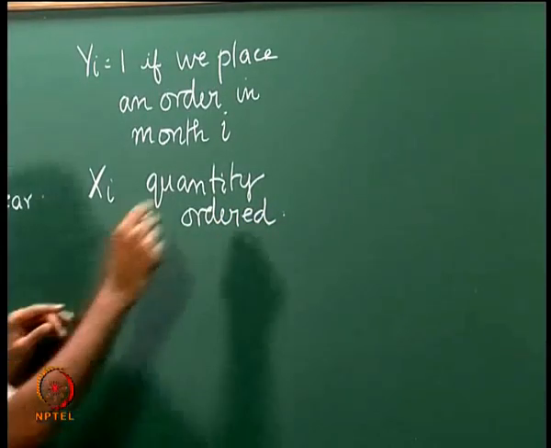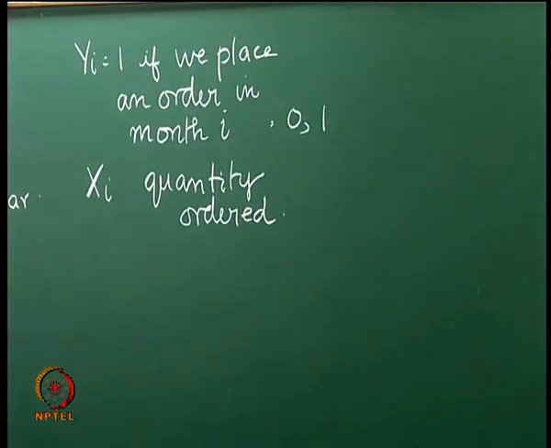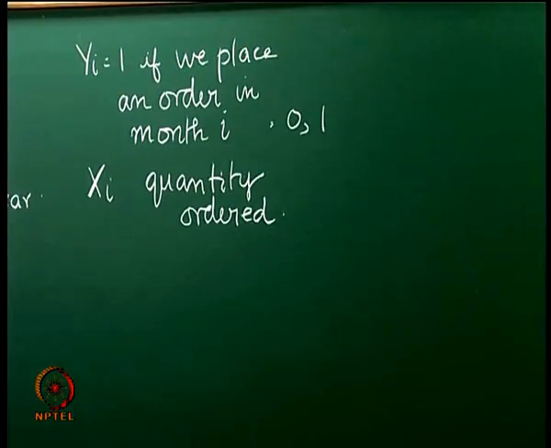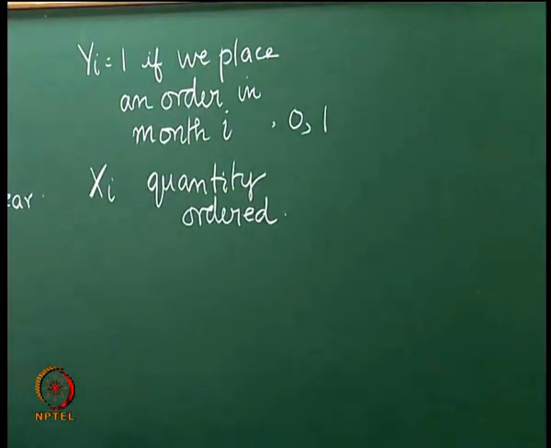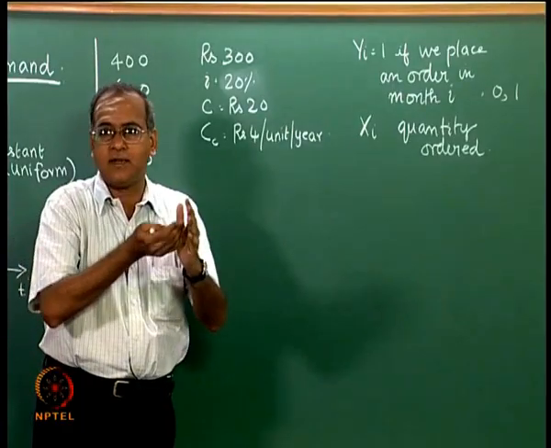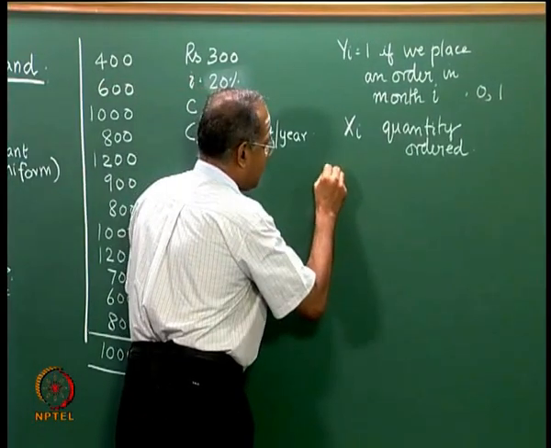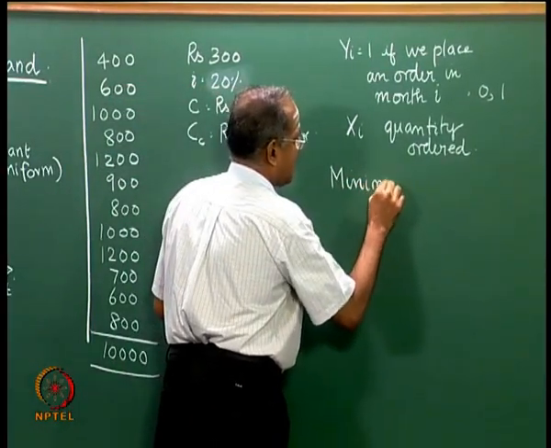So yi is a binary variable, so it is a 0 1 variable. We either place an order or we do not place an order. Xi is the quantity that is ordered. So the objective function will be to minimize the sum of the ordering cost as well as the inventory holding costs. So we first write part of the objective function, then we write the constraints, and then we write the remaining portion of the objective function.